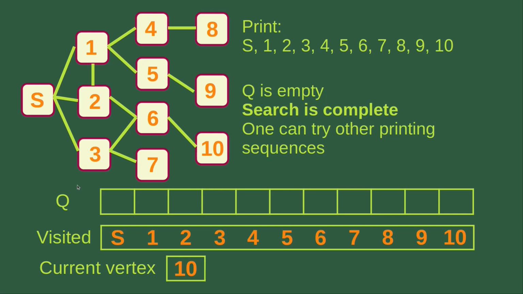Now we see that the queue is already empty. It means that we can do nothing further from the algorithm. It means that the search is now complete. We can show the breadth-first search result in this way. Of course, this result would depend on the order of traversing the nodes in some order. In my case, I follow the numerical order.